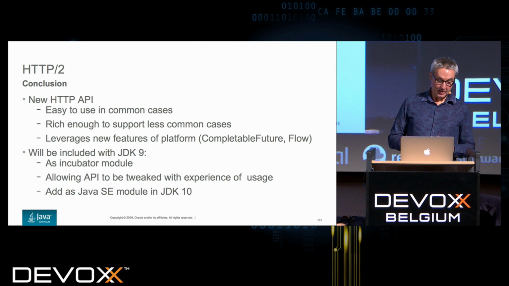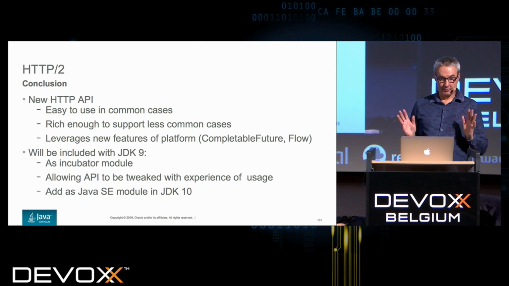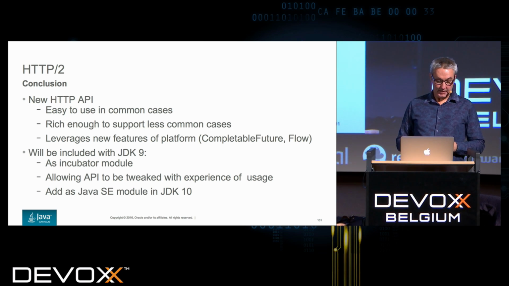And as I mentioned earlier, our hope is to include it in JDK 9 as what we're calling an incubator module. Our feeling is that the API is about 85 to 90% complete and ready, but perhaps around the server push area we need a little more experience before we can fully standardize it. And with people using it in JDK 9, we'd hope to standardize it in JDK 10.